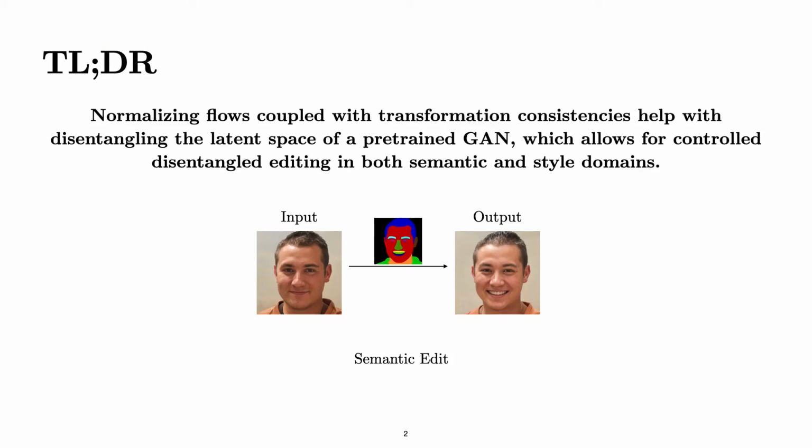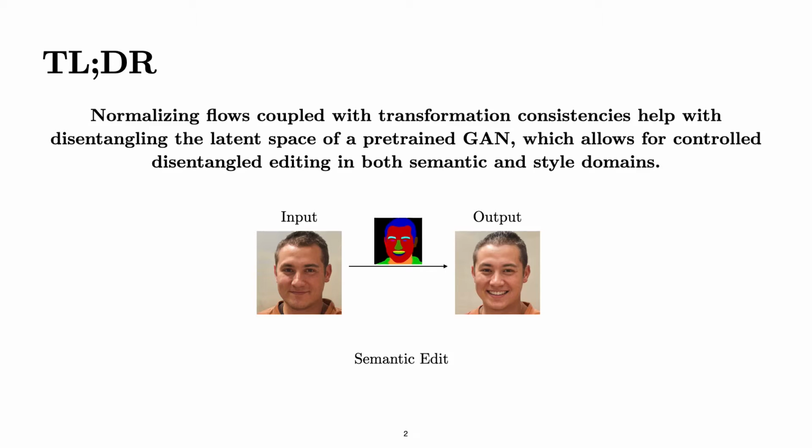Before going into details, I would like to highlight the main takeaway of our work, which is that normalizing flows coupled with transformation-based consistencies help with disentangling the latent space of a pre-trained GAN, which allows for controlled, disentangled editing in both semantic and style domains.